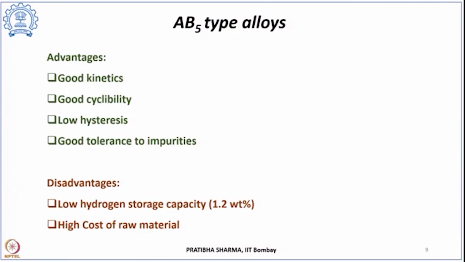Now, the advantages of AB5 type of alloys is they have good kinetics, they show good cyclability, they have a low hysteresis, that is very important, they are tolerant towards impurities. But the disadvantages of this class of compounds is they have a low hydrogen storage capacity of 1.2 weight percent. At the same time the cost of the raw material is also high, but mish metal could be used for large scale production because the cost of mish metal is lower.